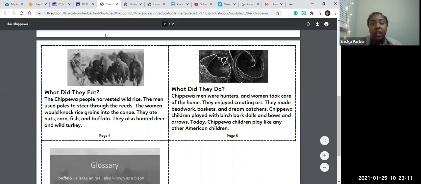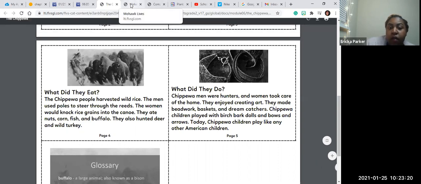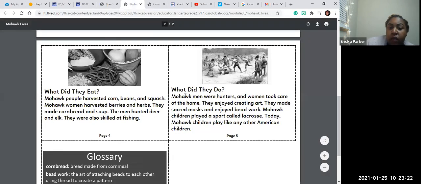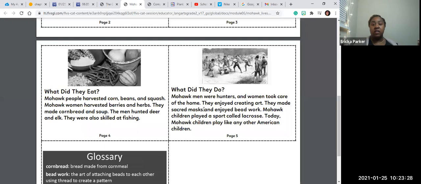Now we're looking at what the people do. The Chippewa were hunters. The men were hunters, and the women took care of home. Those are similar. So tell me how this is difficult.